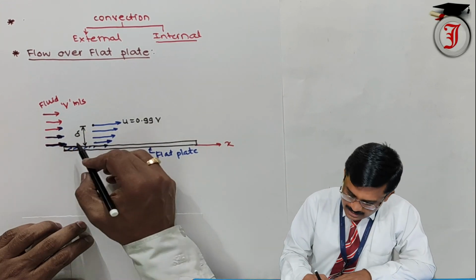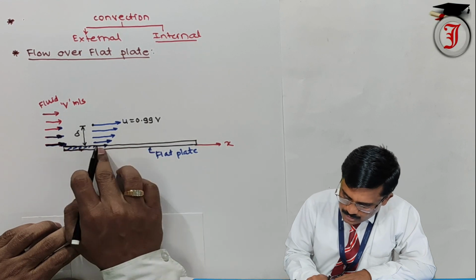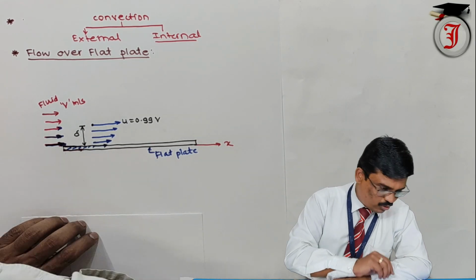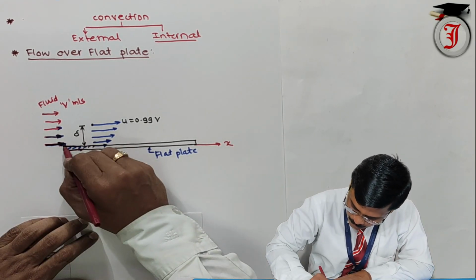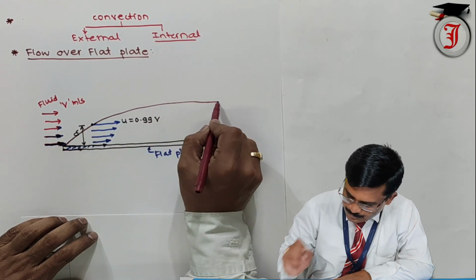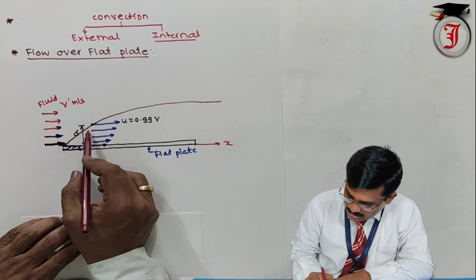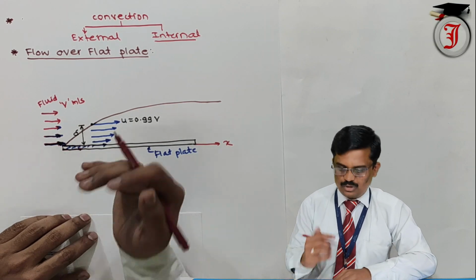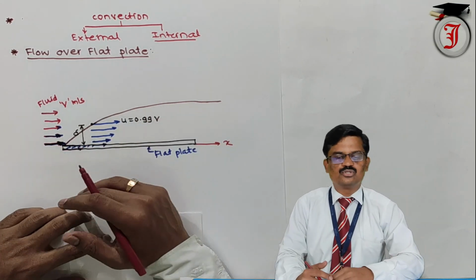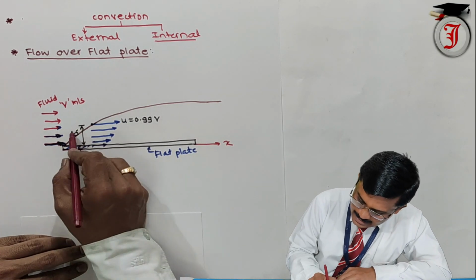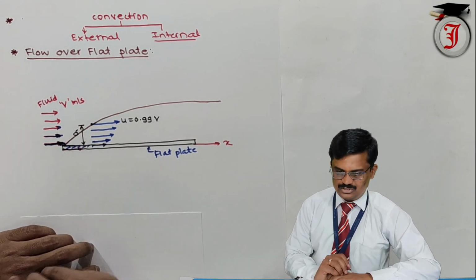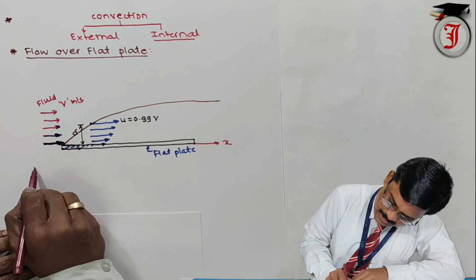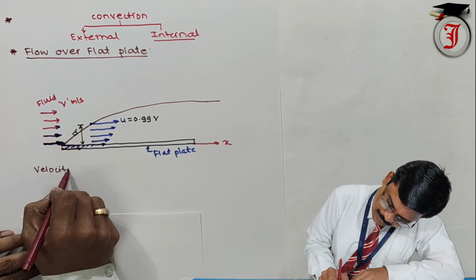The region of flow above this flat plate, bounded by this delta, is called the velocity boundary layer. So we can draw the velocity boundary layer. The region where this thickness delta bounds the fluid flow is called the velocity boundary layer. This imaginary line is called the boundary layer, and delta is called the velocity boundary layer thickness.